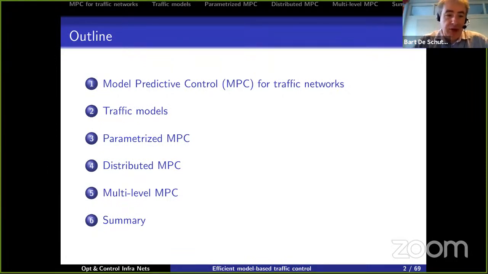This includes looking at traffic models. And then we will also look at different forms of MPC, variants of MPC, that make the problem more tractable. And these include parameterized MPC, distributed MPC, and multi-level MPC. And at the end of the lecture, I will provide a summary. And I expect that there will be a break somewhere in between the third and the fourth topic.